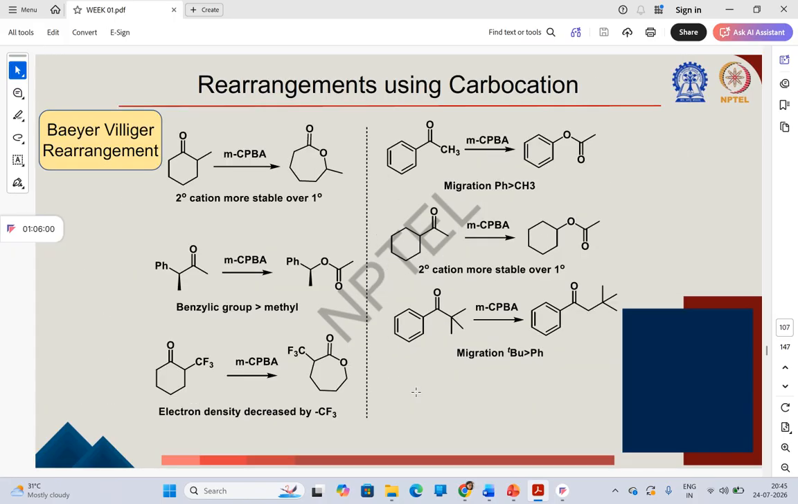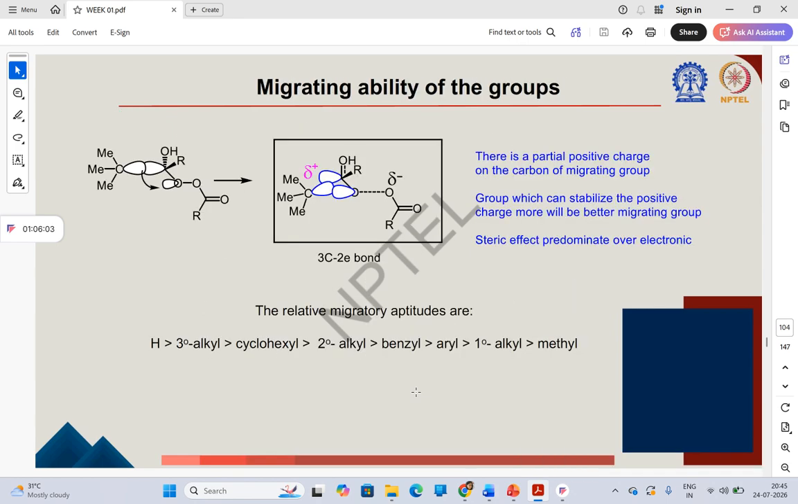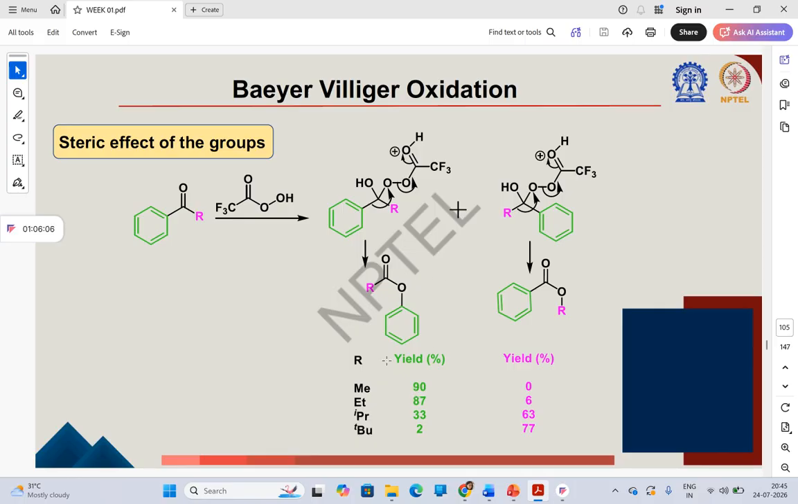Let's talk about the Baeyer-Villiger rearrangement. So in the case of the Baeyer-Villiger rearrangement, what happens is that the peracid acts as a nucleophile on the carbonyl carbon and forms this intermediate. After this intermediate formation, because the migration is taking place, the group will go to this oxygen atom and the other group will knock out, so it will form the ester from the ketone. So migratory aptitude is also given here.